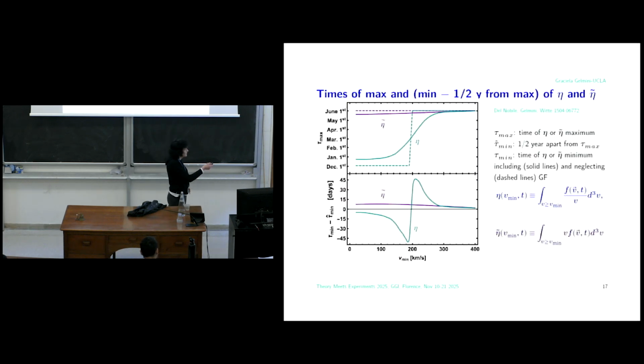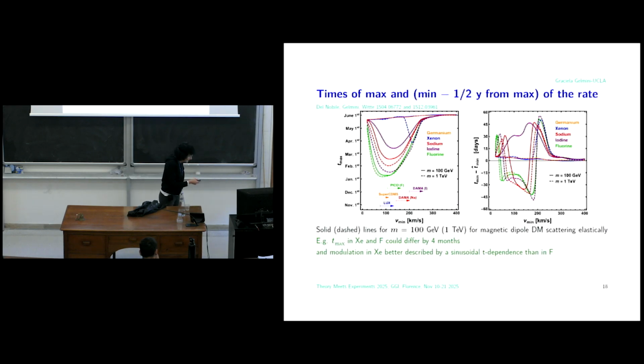The annual modulation, here we included gravitational focusing by the sun. This is with gravitational focusing, this will be without gravitational focusing. This is how they change. But they change differently. I'm not going to go into all the details. They change differently. And what happens is that here it is the time of maximum, for example. You see that the time of maximum will change.